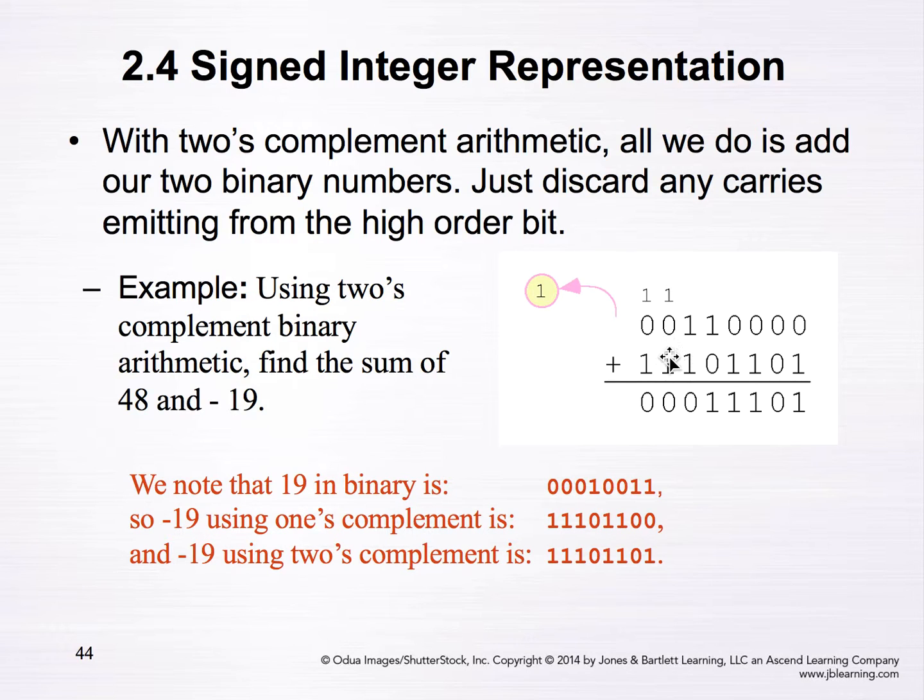We continue adding: 1 plus 1, write down 0 and carry 1. Then 1, 0, 1, write down 0 and carry 1. So in two's complement representation, we just discard the final carry 1, and the result is 0 0 0 1 1 1 0 1. That's much simpler compared with the sign-magnitude and one's complement calculations.